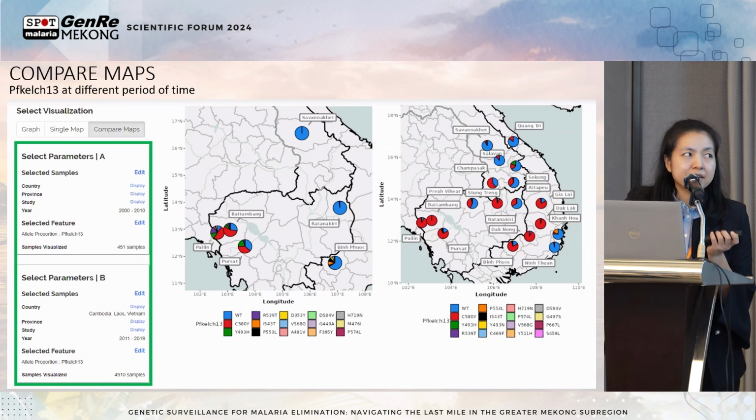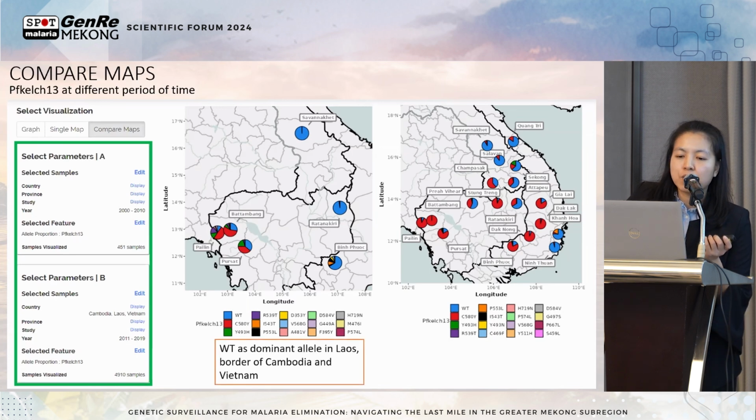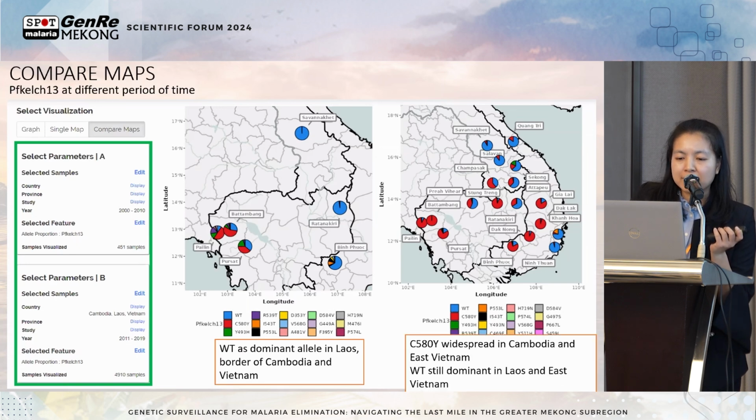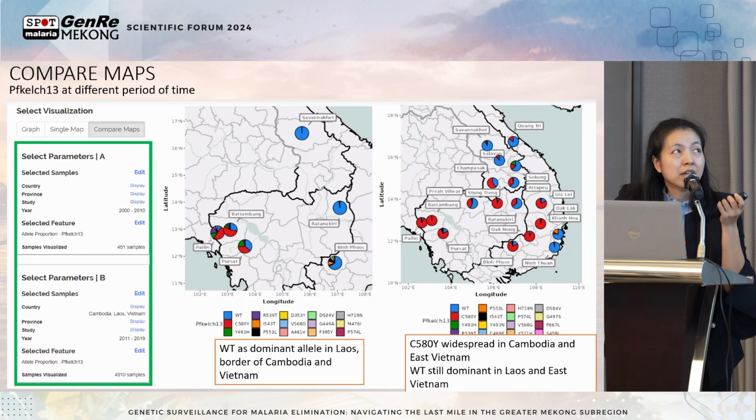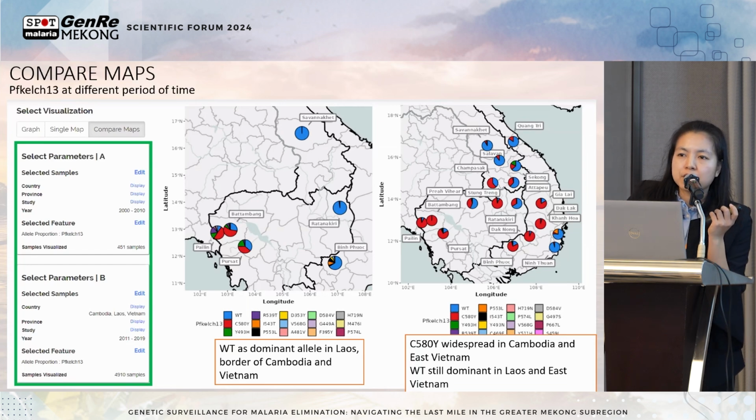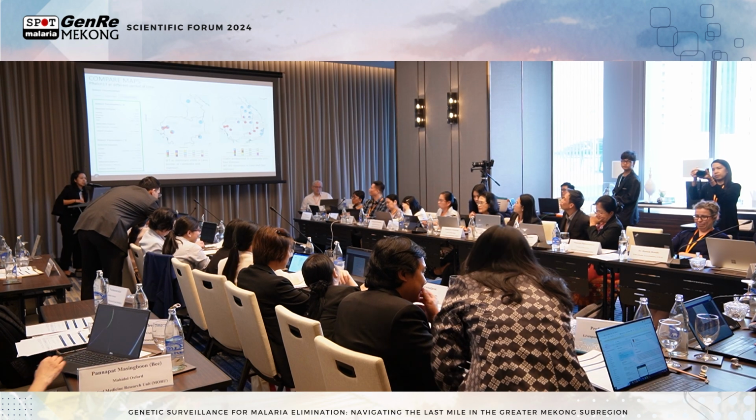When you compare these maps, you can see that the wild type is the dominant allele in Laos and the border of Cambodia and Vietnam, while C580Y is widespread in Cambodia and the eastern part of Vietnam. So this is useful if you want to compare the same feature of the map across different periods of time and see the distribution of the allele proportion for PF-13.